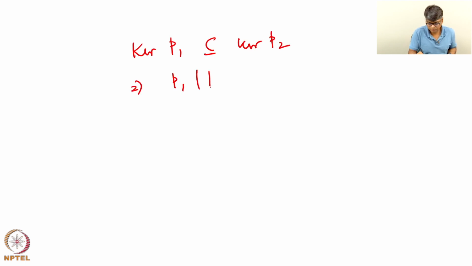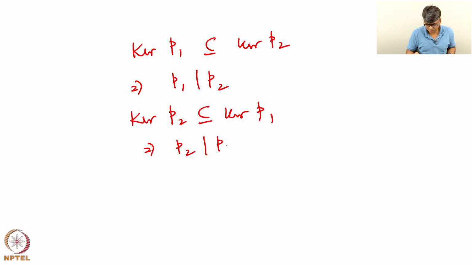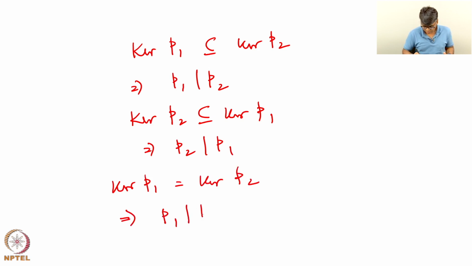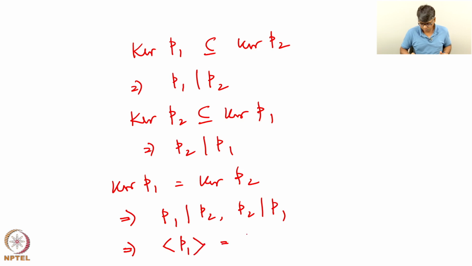Likewise, so kernel P1 contained in kernel P2 implies P1 divides P2. Likewise, kernel P2 contained in kernel P1 would imply P2 divides P1, which means if kernel P1 is equal to kernel P2, then that should imply P1 divides P2 and P2 divides P1. What does that mean? One divides the other means they differ only by a constant multiple, which in other words means that the span of P1 is equal to span of P2.